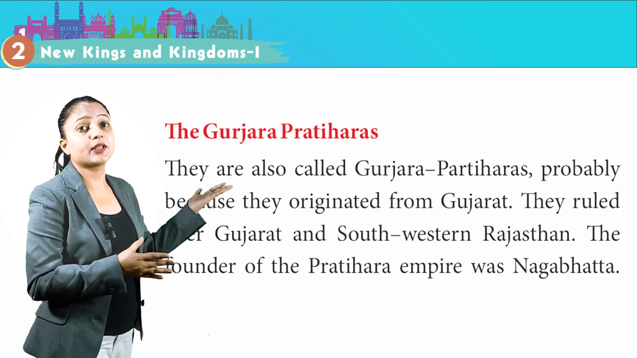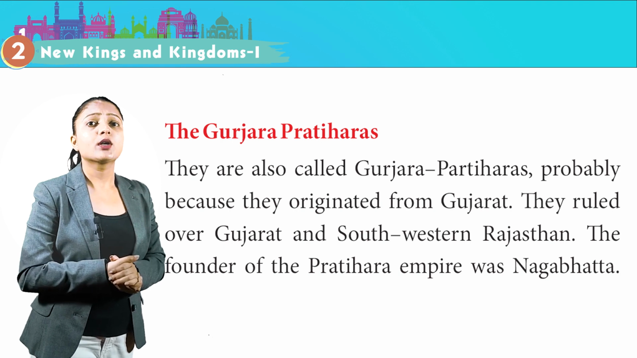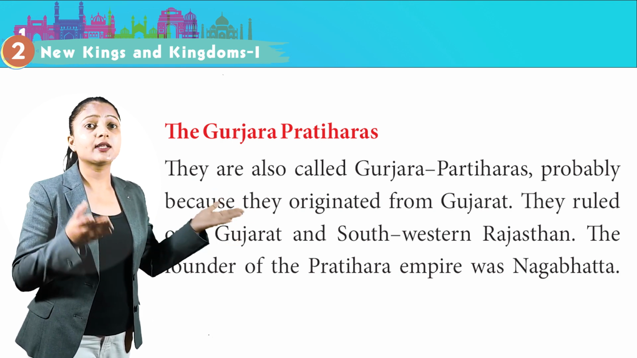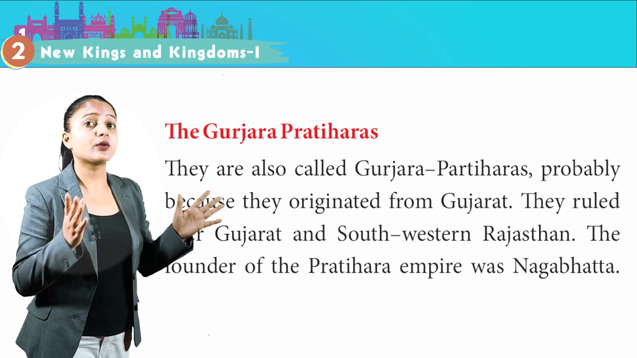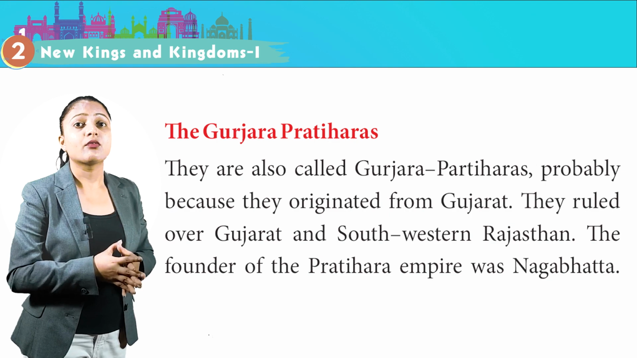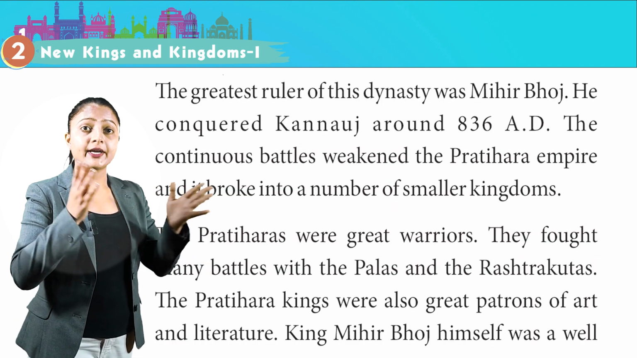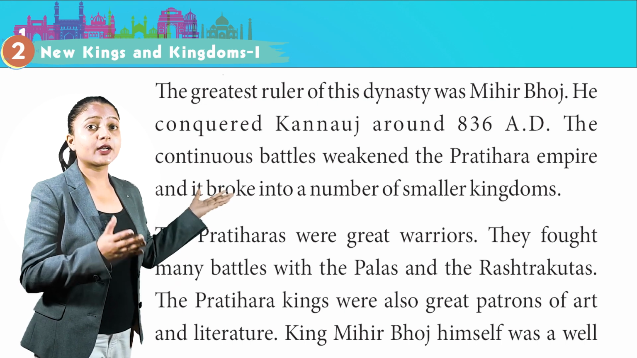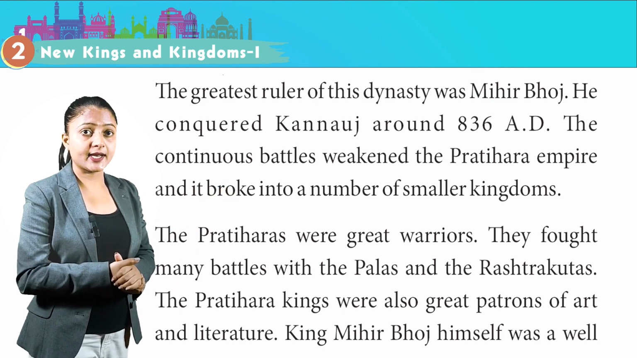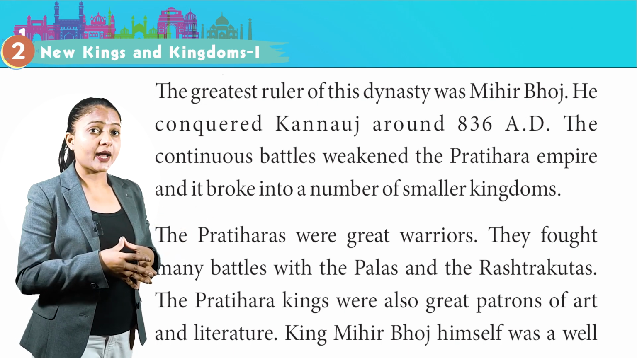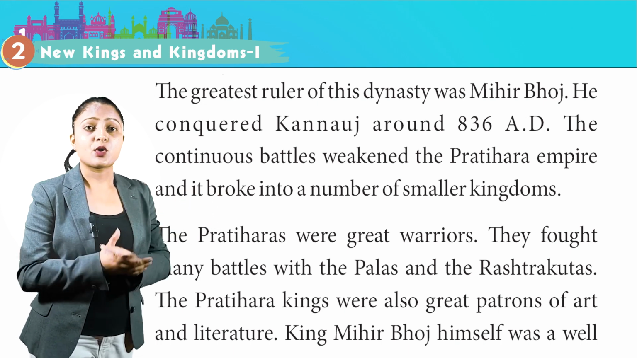The Gurjar Pratiharas. They are also called Gurjara Pratiharas probably because they originated from Gujarat. They ruled over Gujarat and southwestern Rajasthan. The founder of the Pratihara Empire was Nagbhatta. The greatest ruler of this dynasty was Mihir Bhoj. He conquered Kannauj around 836 AD. The continuous battles weakened the Pratihara Empire and it broke into a number of smaller kingdoms.